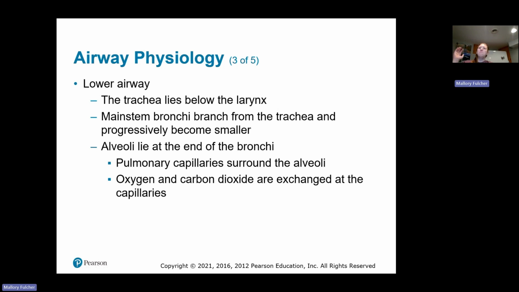From there, we go into the main stem bronchi. Sorry, you've got larynx, trachea, and then your main bronchi that then separate into even more bronchial branches, the secondary branches, and then at the very end of those branches, there are alveoli. So I like to picture it.